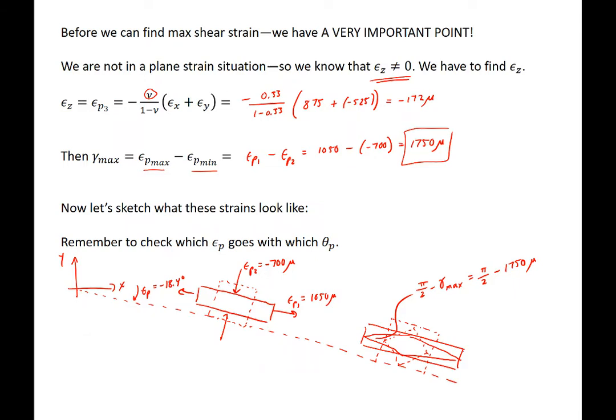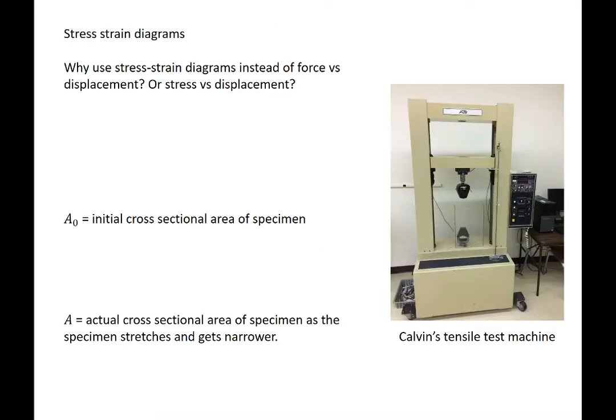Now, the next topic that we're going to do involves connecting stress and strain. So let's go to the next page here. Stress-strain diagrams are basically what we derive from tensile test machines, like you see here on the right. And the first question there just says, why use stress-strain diagrams instead of force versus displacement? Force is basically what these tensile test machines are measuring.